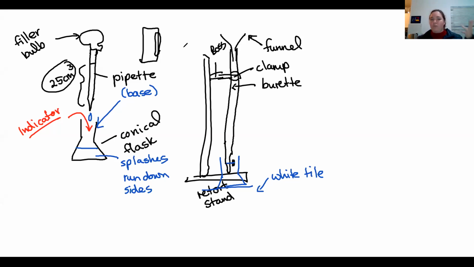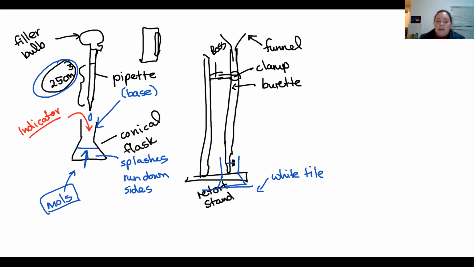Burette, pipette, conical flask, and volumetric flask, I'd say, are the most important. All right, now what we're going to do here is, if you think about this, we know the volume and we know what's in here. So we can actually work out how many moles we've added.